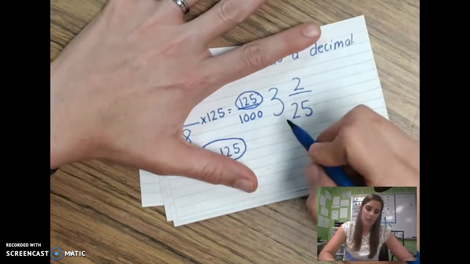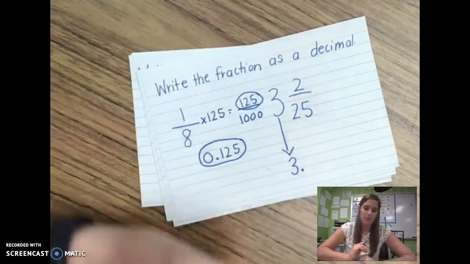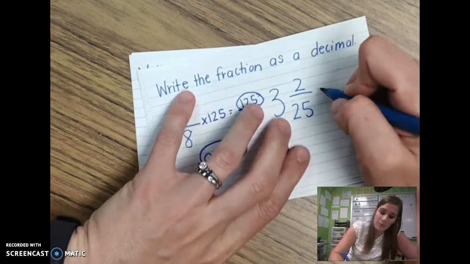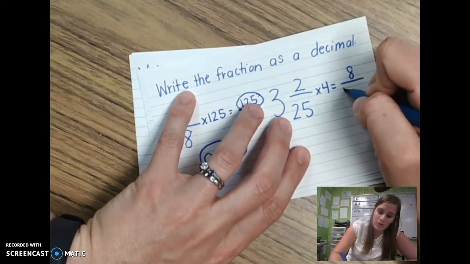So our 3 just comes straight down. Don't forget your pizzas. And now we're going to have to figure out 2 over 25. How do I make that bottom number a place value? To do that, we're going to multiply by 4. So we get 8 over 100.